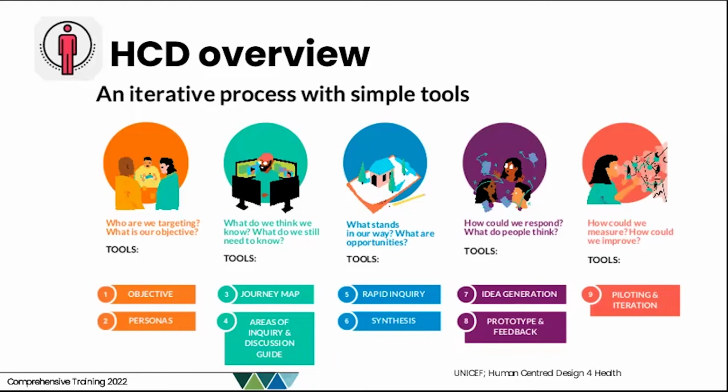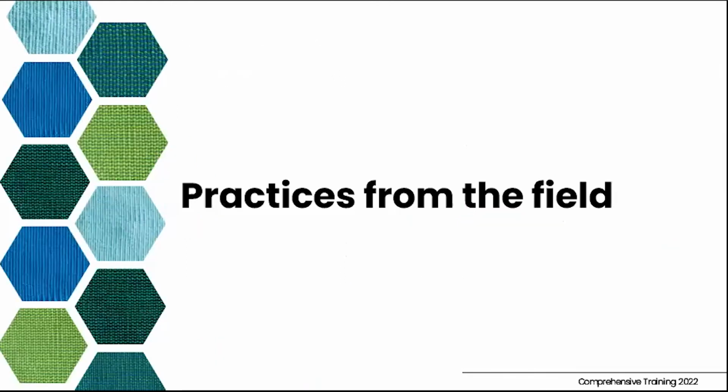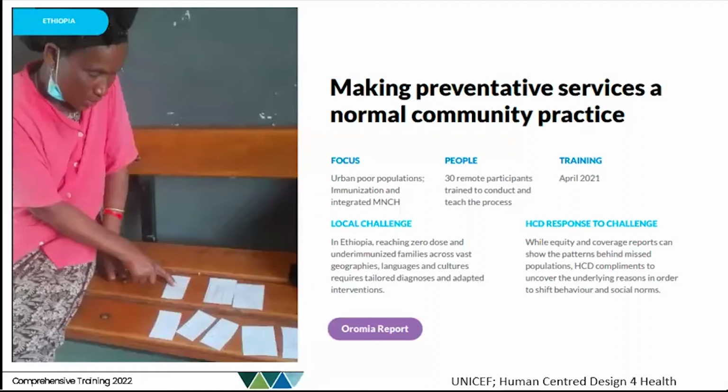Next slide, please. So we will look at two examples, one from Ethiopia on immunization strengthening and the other in the context of COVID from India. Next slide, please. In this example from the field, this is from Ethiopia, and this is an exercise that UNICEF had undertaken. The idea was to look at reaching zero dose and under-immunized families across vast geographies and languages and cultures, and how to apply a human-centered design response to this challenge. Next one, please.